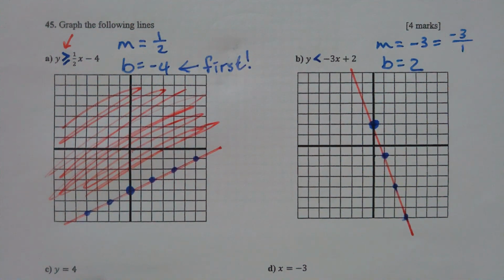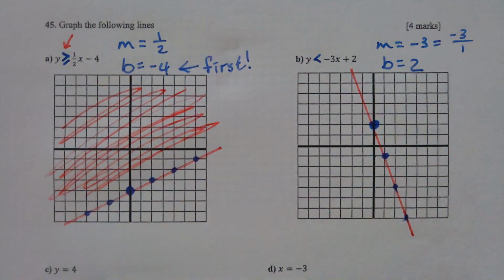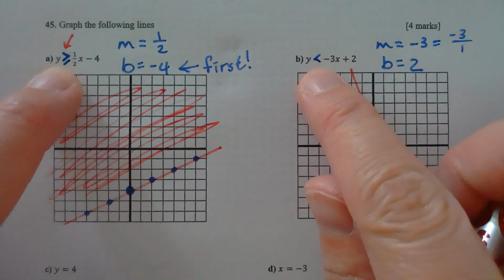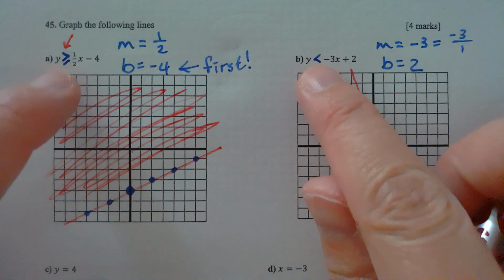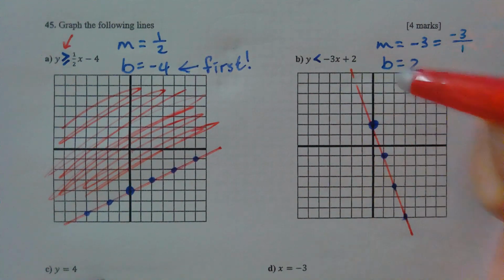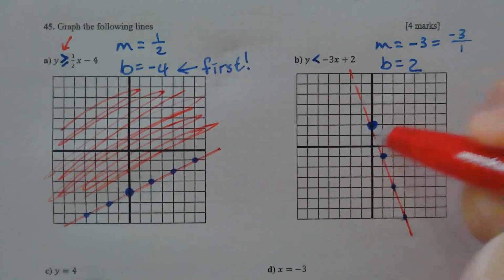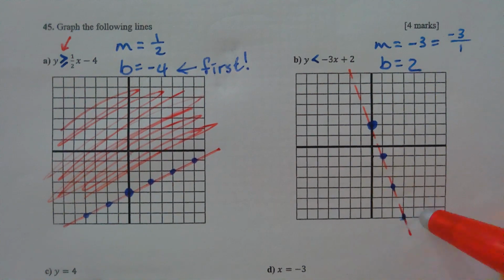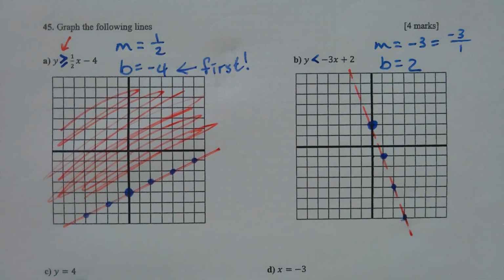Farhan, what do you think? Is this correct? No, why not? Dotted line, excellent, because it's not equal to. See the difference between these two? So this should be a dotted line. Like this. Now is it good?